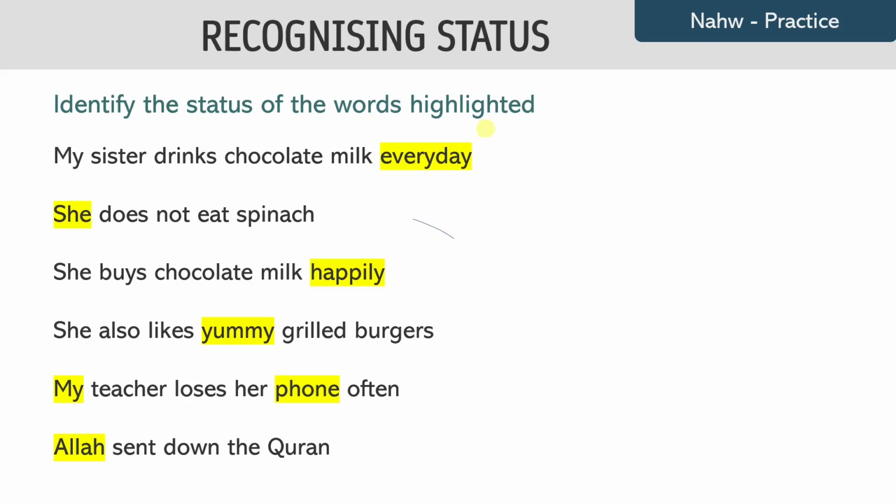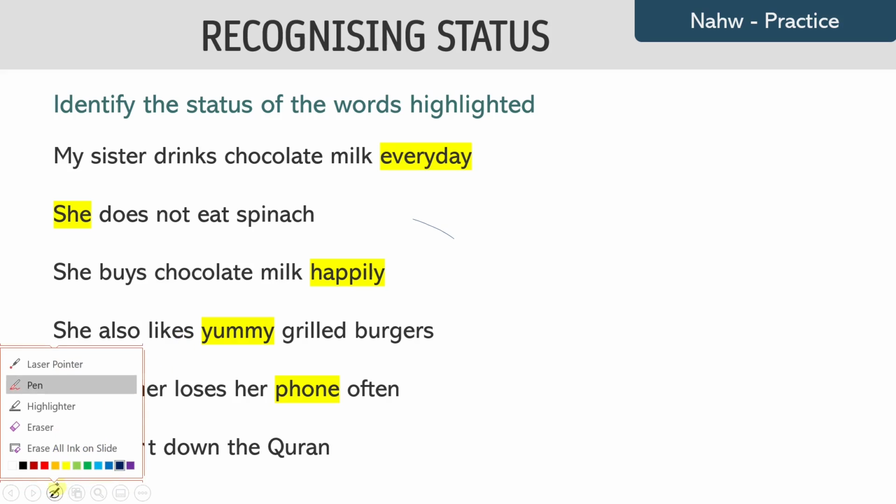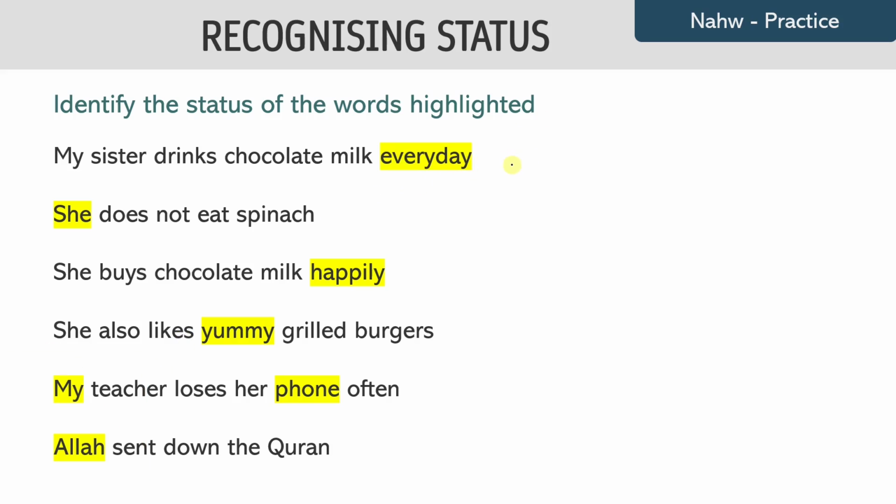So identify the status of the words highlighted. My sister drinks chocolate milk every day. In what status is the word every day? Rafa. Nasab. Why is it nasab? Because it's telling you when she did it. Good. It's nasab because it answers the question when, which happened every day.